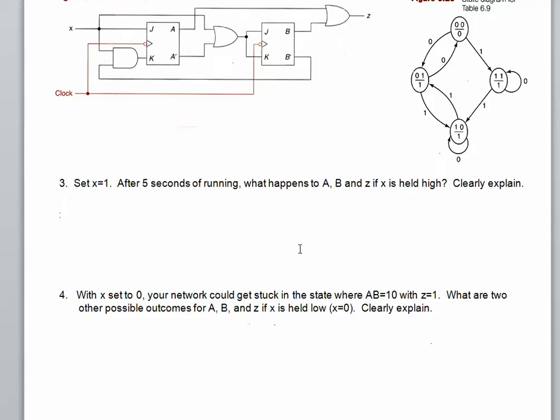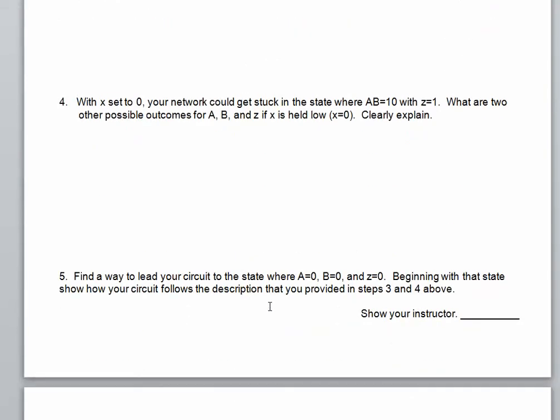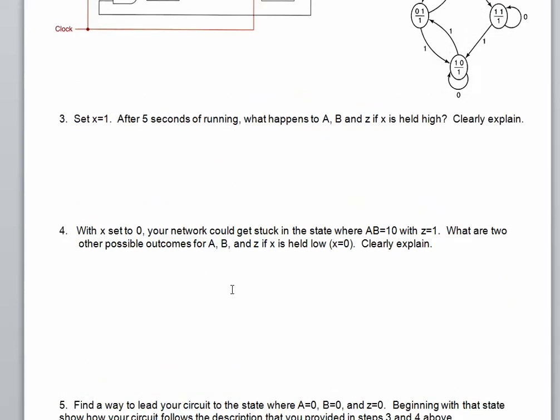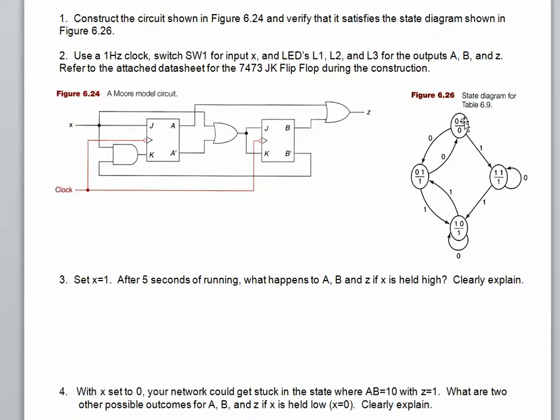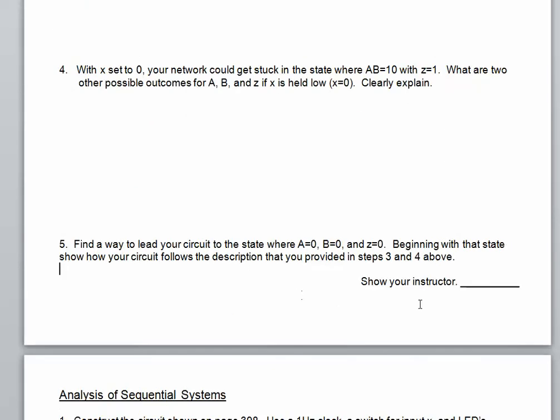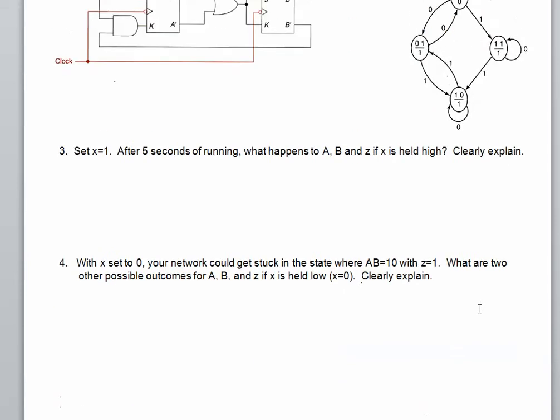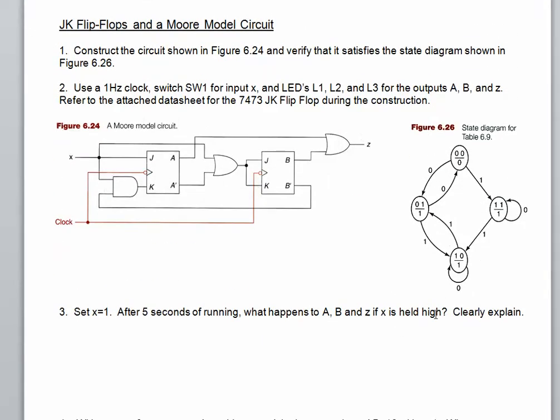Either it can get stuck here, depending on what the previous states were, or it can toggle back and forth between those 2. And down on this 5th one, you're asked to show your instructor how you can guide the circuit through these states from the state where they're all equal to 0. So beginning with that state, show how your circuit follows the steps 3 and 4 above. So you're going to demonstrate these 2 things after you clear it and have it start right there. You're going to have it get stuck in this cycle and also in that cycle over there, and get your instructor's approval for that. All right, hope that description helps in getting you started with page 2 of the Flip-Flop Lab.